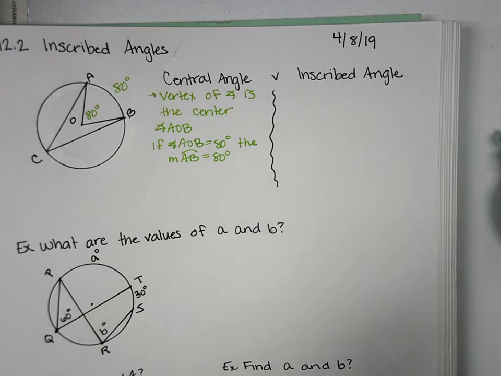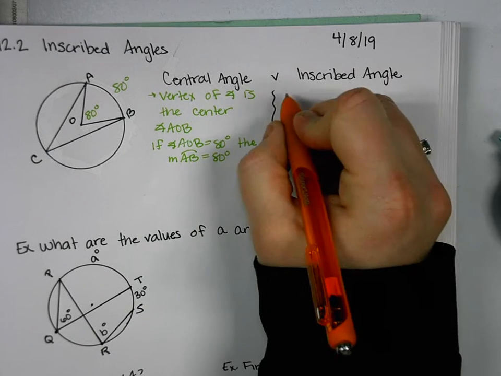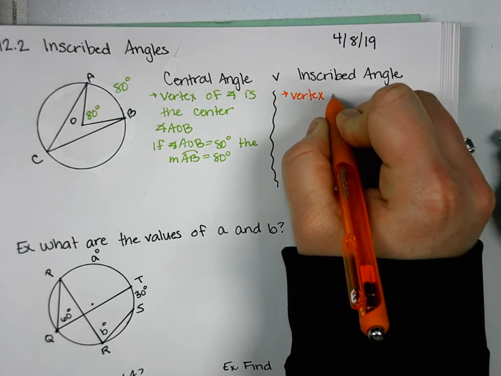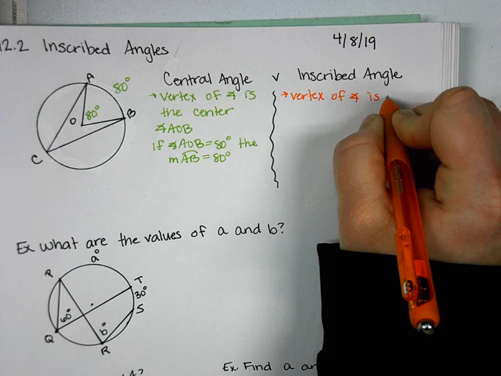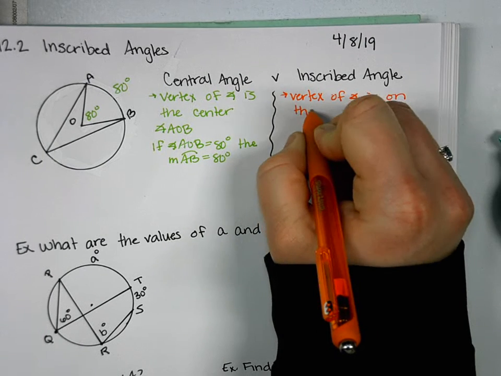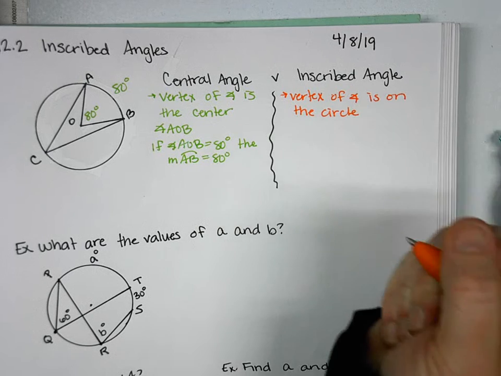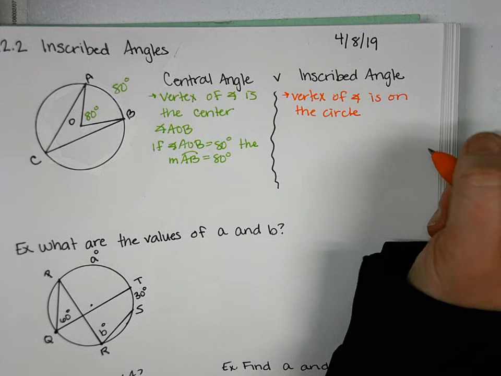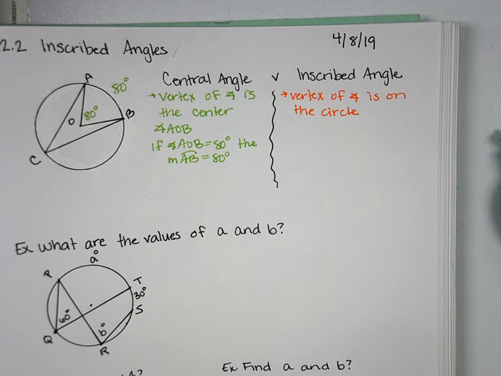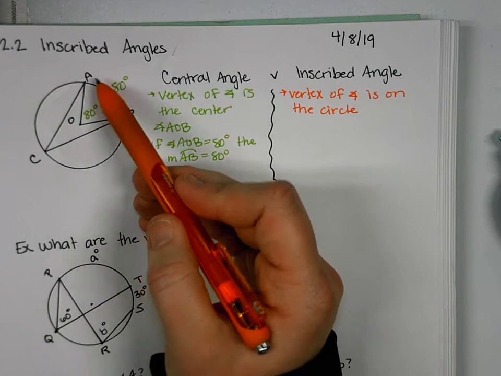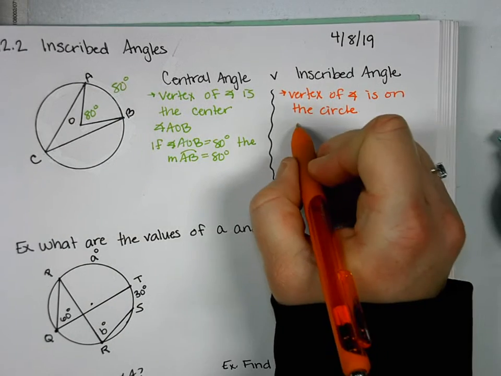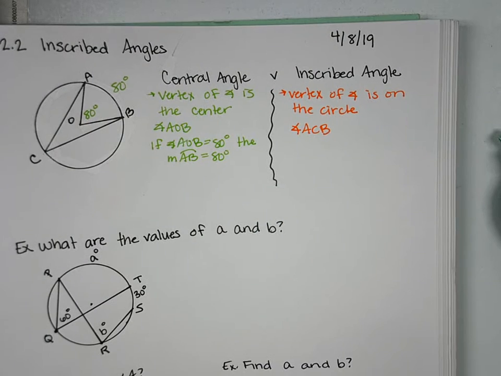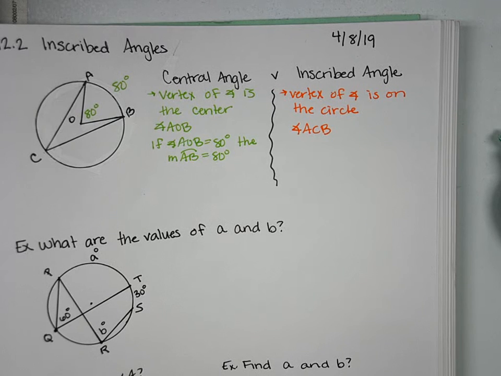Okay, when we come over to inscribed, your vertex of the angle is on the circle. So what would be the inscribed angle for this one? Where do you see a vertex on the circle? C. So angle ACB is an inscribed angle. So instead of that vertex being on the center, it's on the circle.